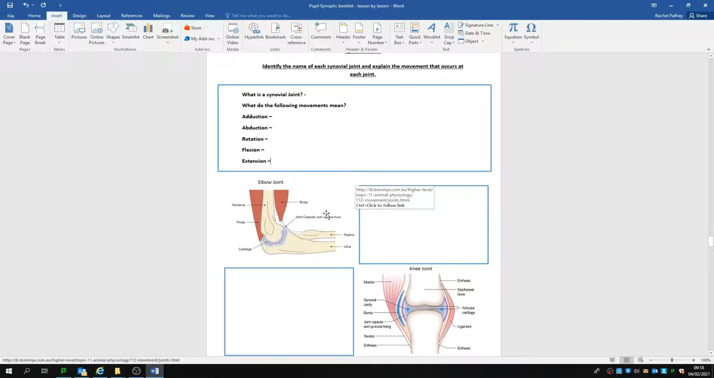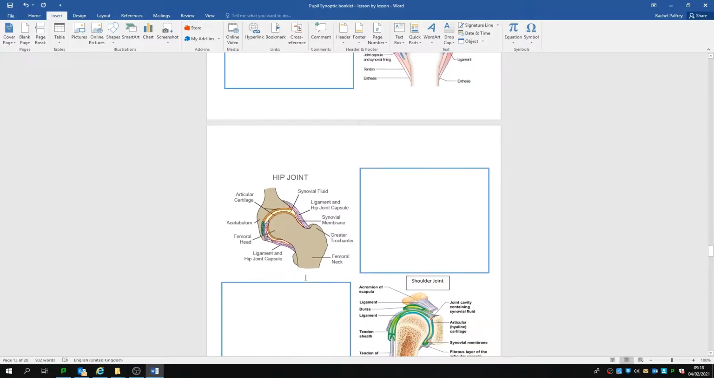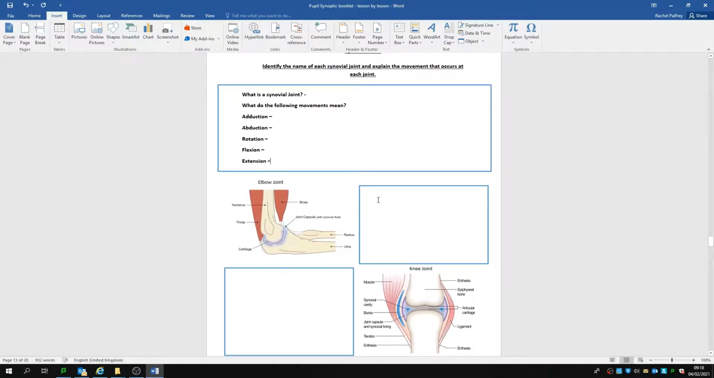So you've got 4 joints that you're going to have to give a description about that movement. So we've got the elbow joint, the knee joint, the hip joint, and the shoulder joint. Okay? So if you take the elbow joint for an example, it is a synovial joint, and from here the main movements are flexion and extension.